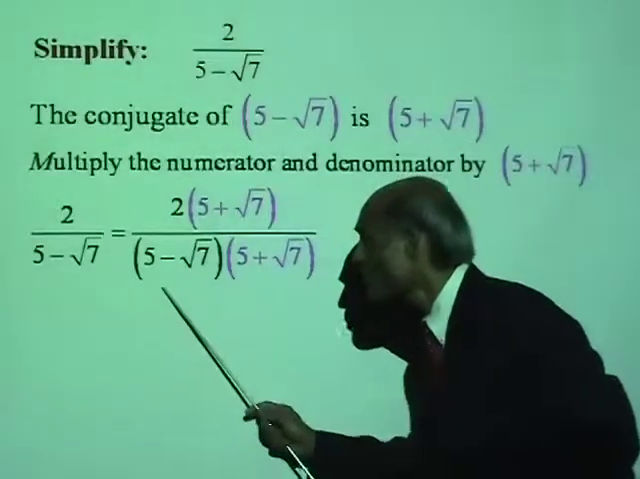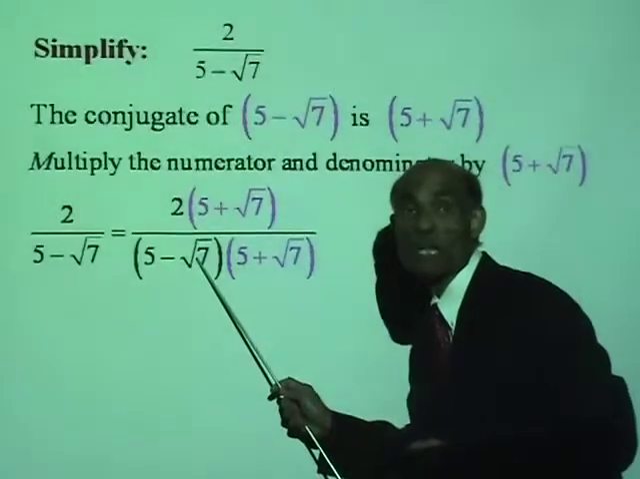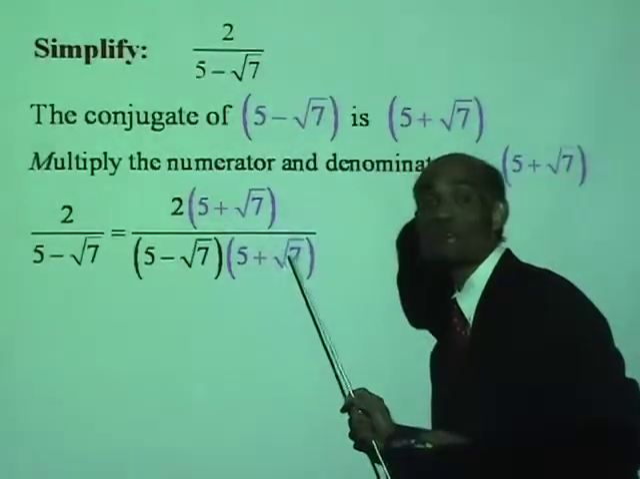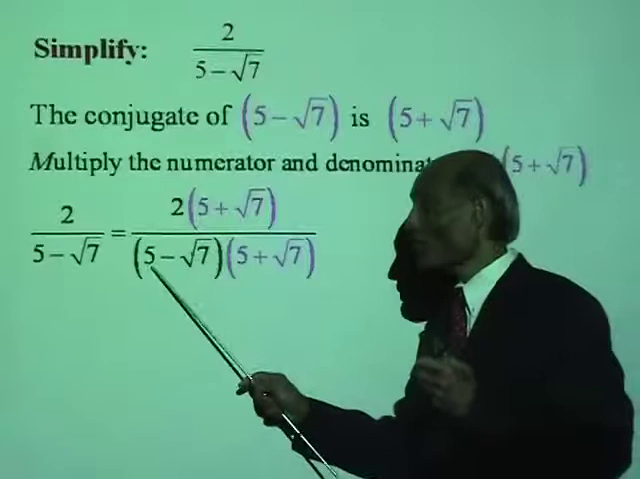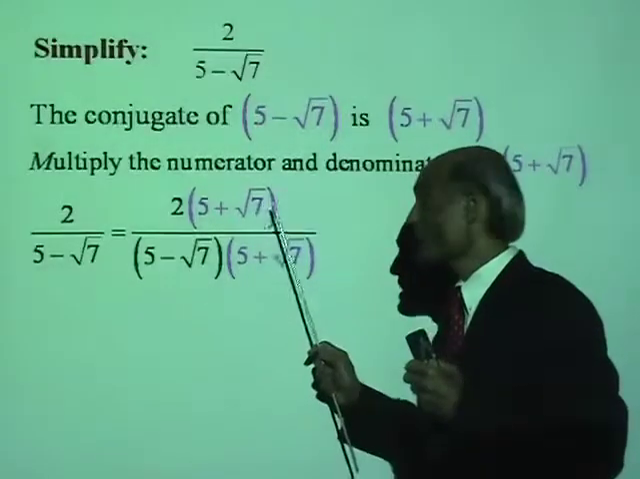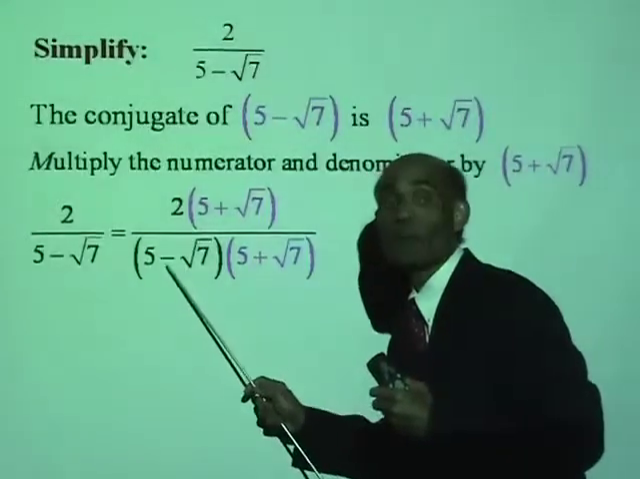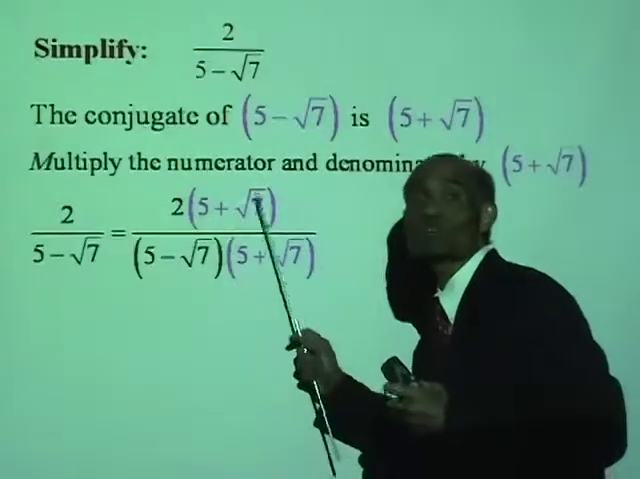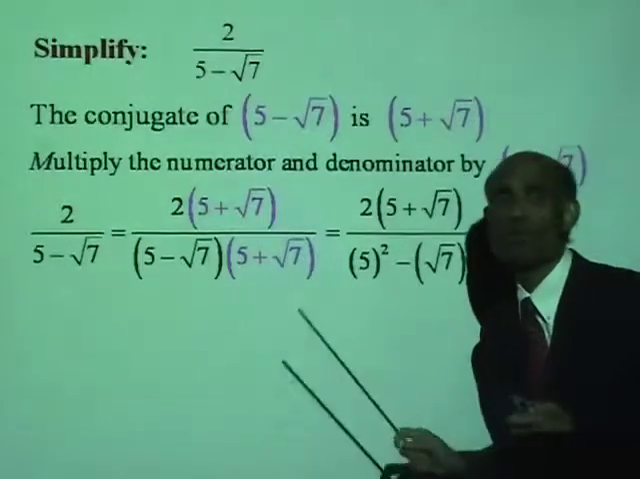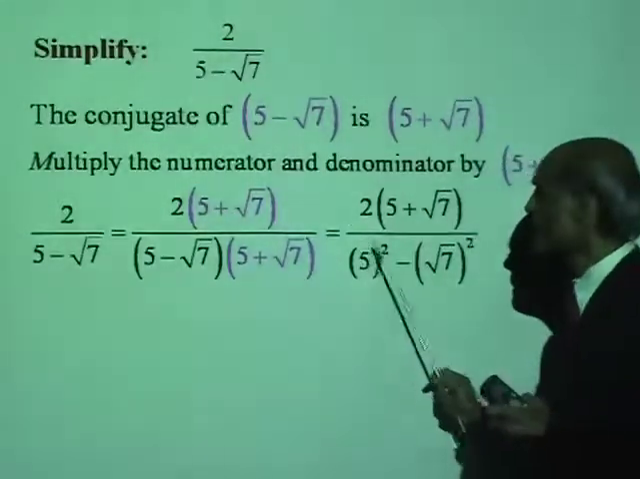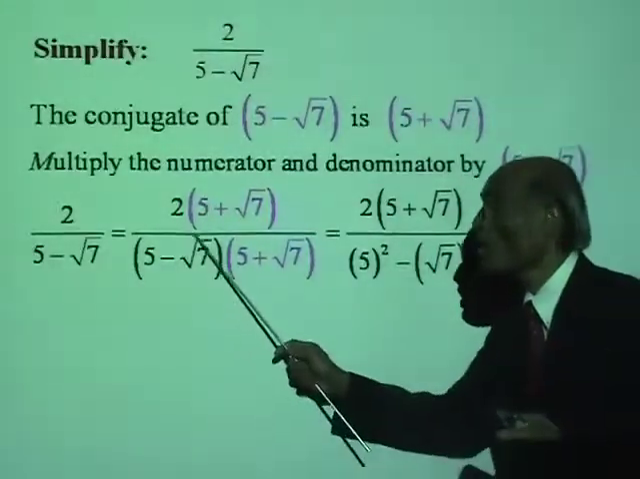Alright, can you tell me what will the denominator now become? Look at this, (a - b)(a + b) is a² - b². So (5 - √7)(5 + √7) is 5² - (√7)². We leave the numerator like that. There is no profit in multiplying it. So leave it like that. The denominator becomes the square of 5 minus the square of √7.